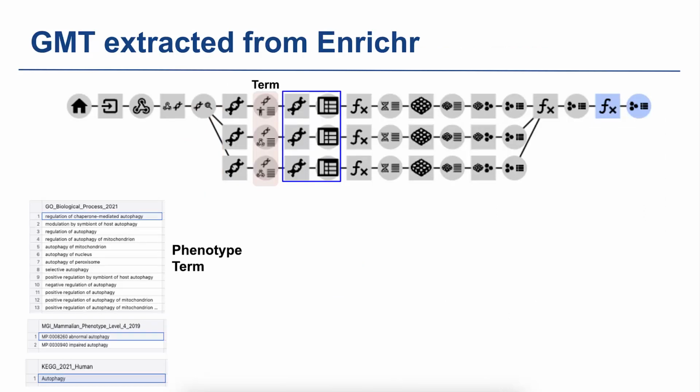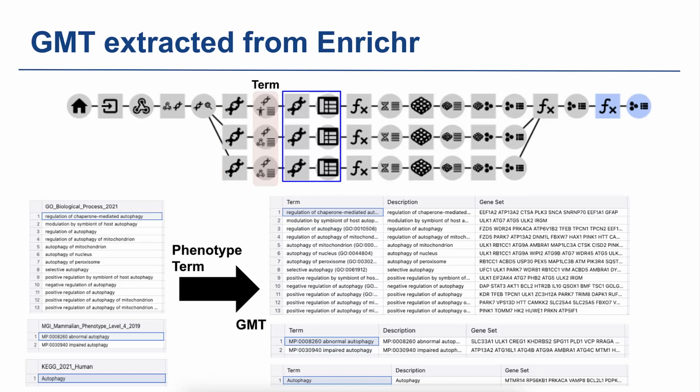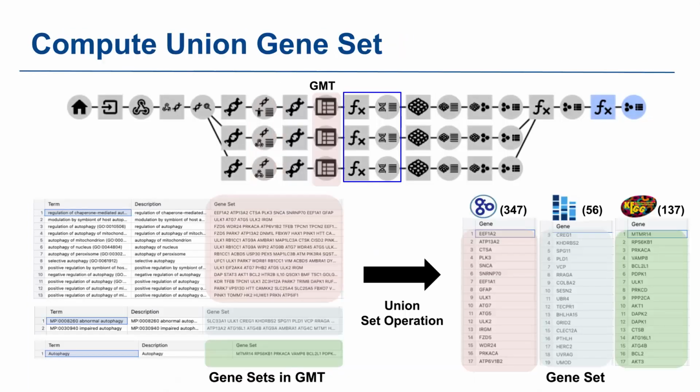After extracting the matching gene sets for our input term, we convert the gene sets into the GMT format. GMT stands for gene matrix transposed, and it is a common format to store collections of gene sets. From the GMT file, we combine the gene sets into one gene set using the union set operation. The gene ontology biological process gene set contains 347 genes, the MGI mammalian phenotype contains 56 genes, and the KEGG pathway contains 137 genes.